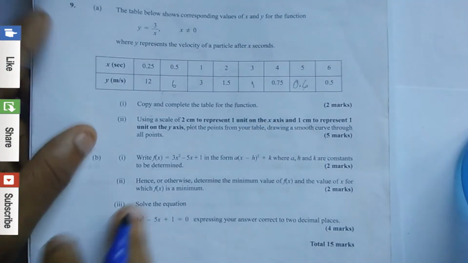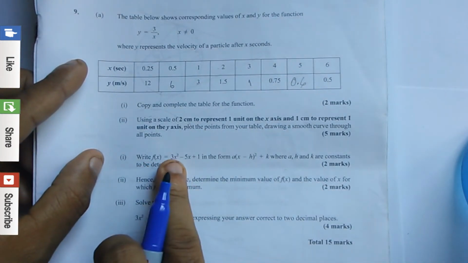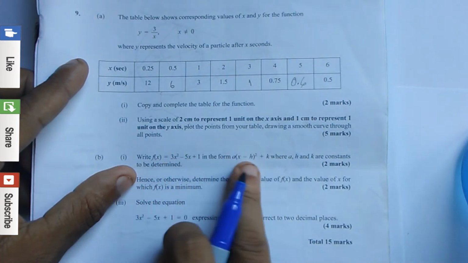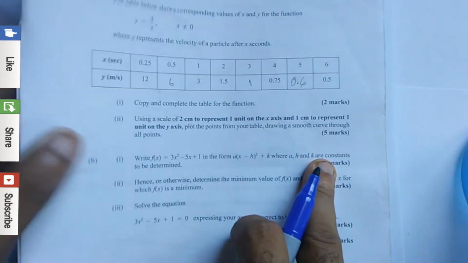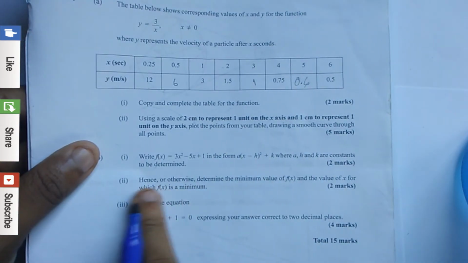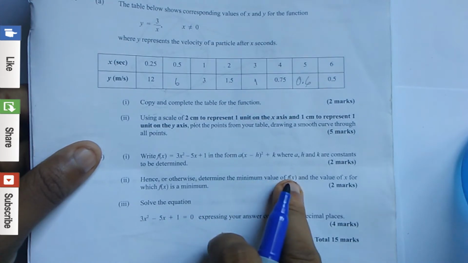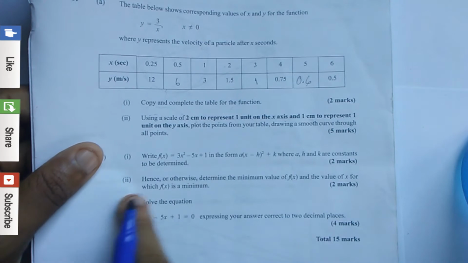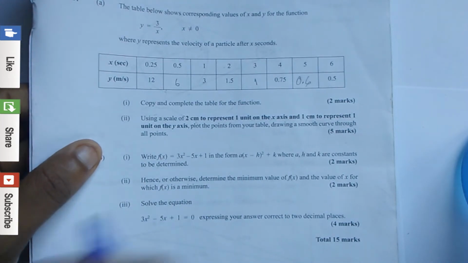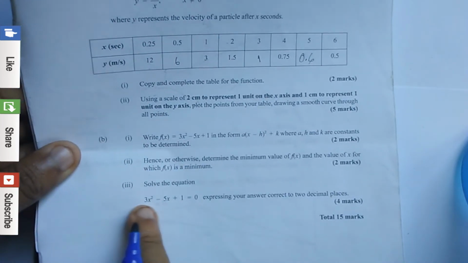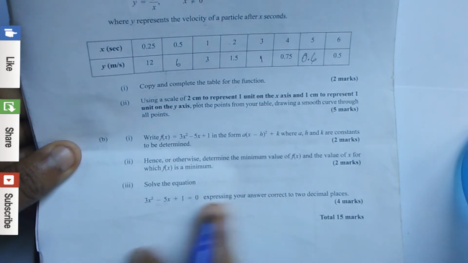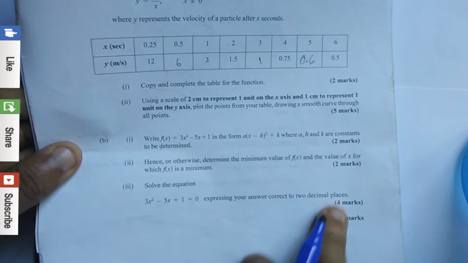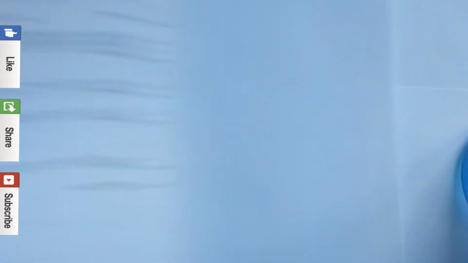With this question, they said write f of x equal to 3x squared minus 5x plus 1 in the form of that. So that means we're going to complete the square. Then they ask about, hence or otherwise, the minimum value for f of x and the value for x. As I said, they always ask this question. Most of the time they ask about x and that minimum or maximum value for f of x. And then afterwards it looks like we're going to have to apply the quadratic formula here to solve this equation. So 4 marks, to 2 decimal places.